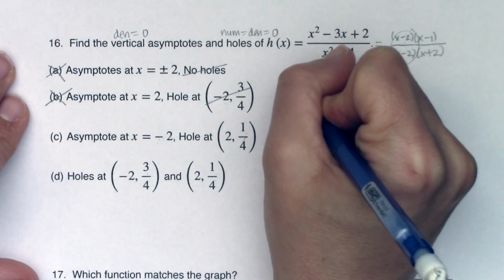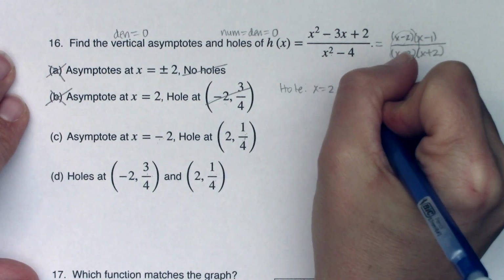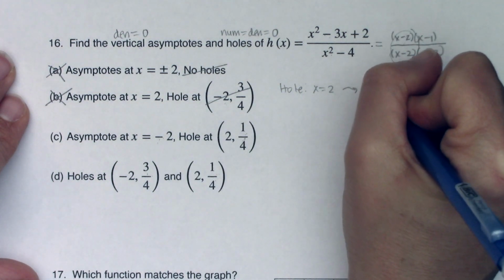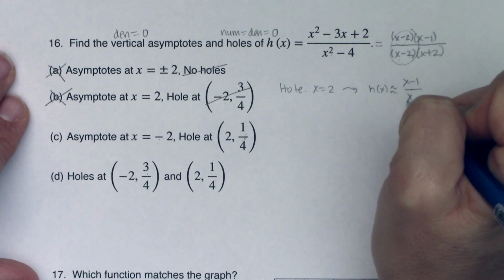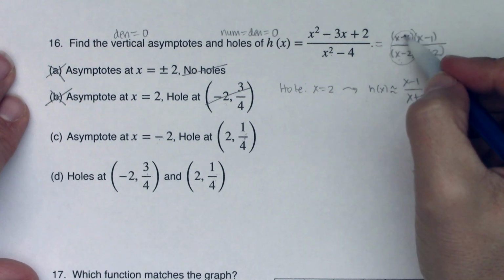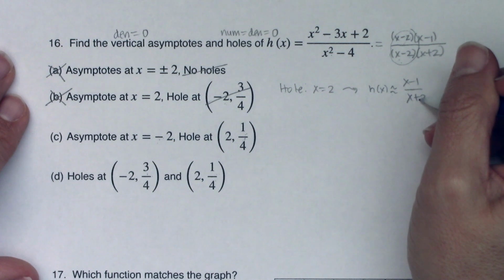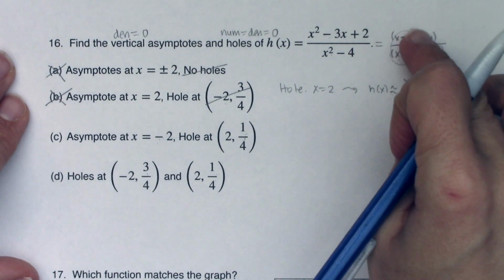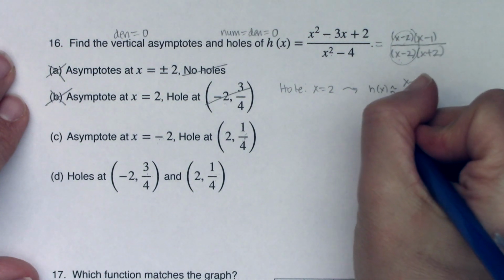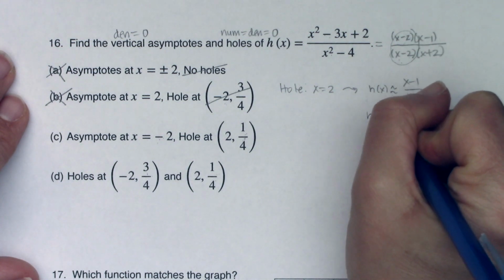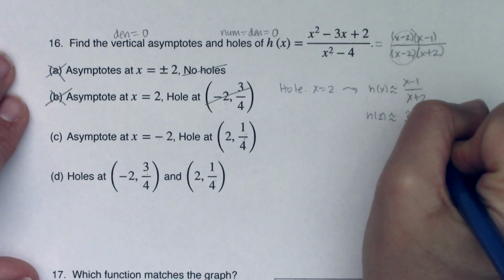So if my hole occurs at x equaling 2, and I want to find this y value, what I would do is I would let h of x approximately be x minus 1 over x plus 2. And I say approximate because I would cancel this common factor, and what would be left is x minus 1 over x plus 2. And this function and this function look exactly the same, except there's a hole here. So we're going to see what the y value should have been. So h of 2 would have approximately been 2 minus 1 over 2 plus 2.